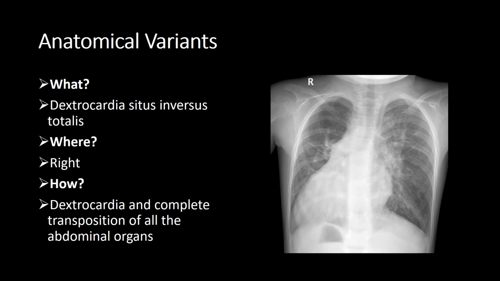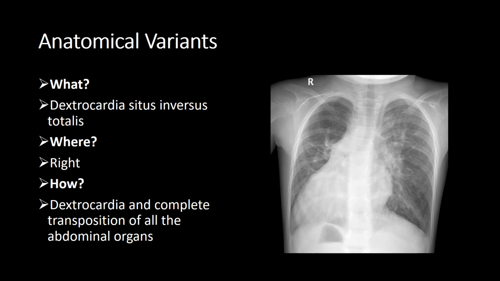This is dextrocardia situs inversus totalis. This is a much more significant finding. So what happens is that you've got dextrocardia of the heart. We can see the heart is clearly on the right, apex pointing to the right. But also, if you look, the air bubble within the gastric fundus is on the right, and our liver is situated on the left. So you've got complete right to left reversal of all the abdominal organs.